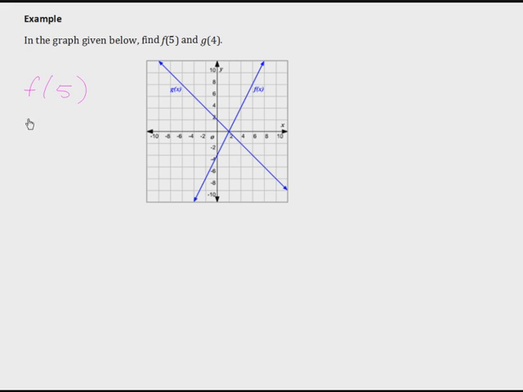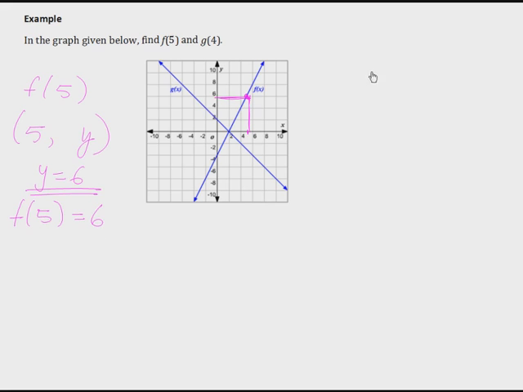F of 5. So what's given? The x coordinate is given as 5. Find the y coordinate. That's halfway between 4 and 6. Head up, and you reach this point. And its y coordinate is 6. So y must be 6. So f of 5 is 6 from the graph.